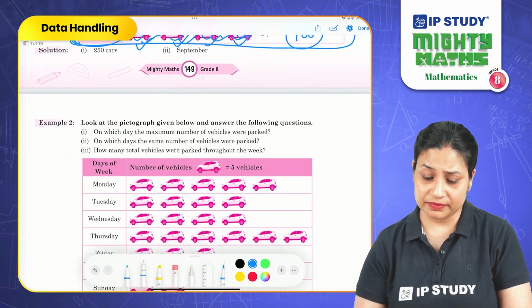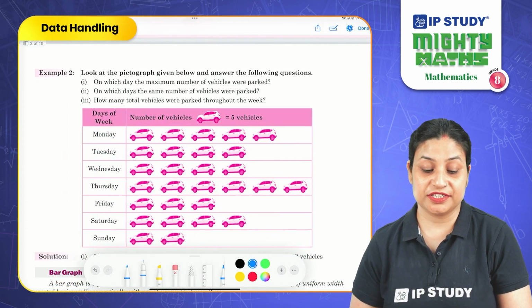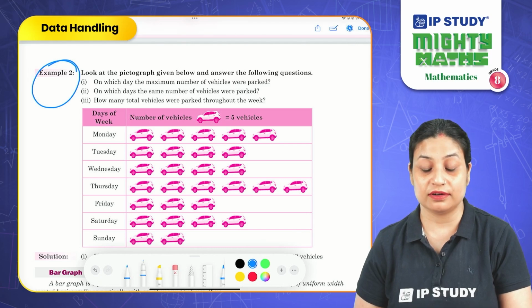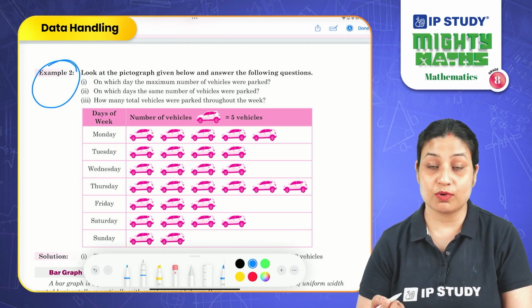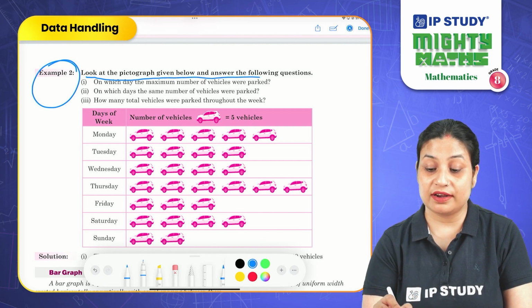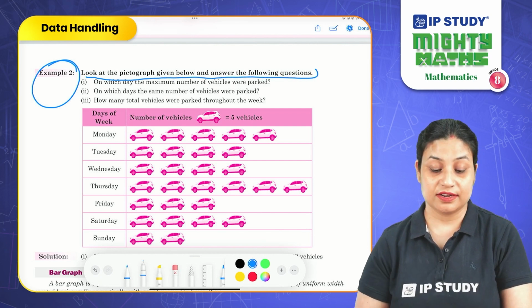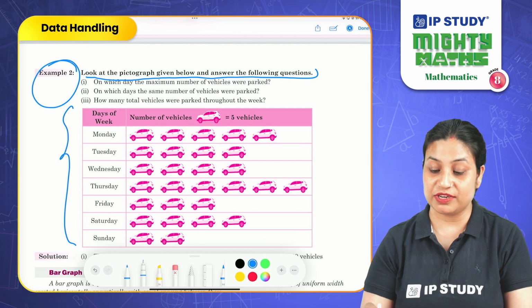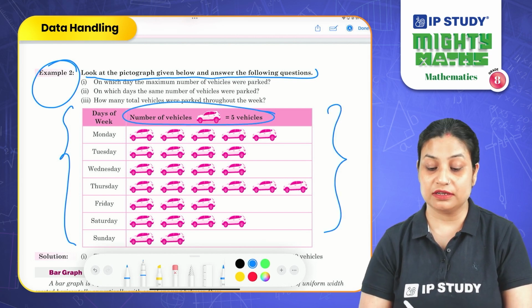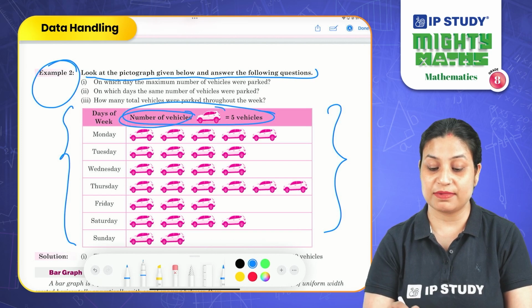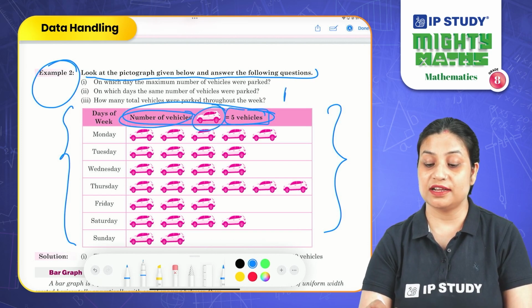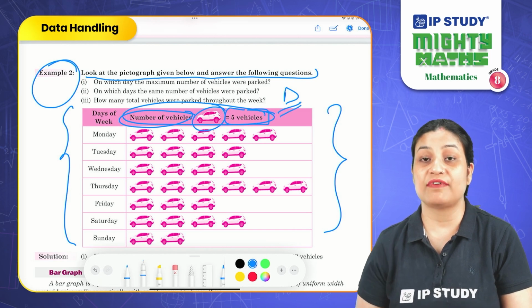Now, let's move on to the next question. Let's take another example, example number 2. Let's read it together and see what it is saying. Look at the pictograph given below and answer the following questions. Again, we have a pictograph with a symbol and a key. Here the number of vehicles is represented by a single car, which equals 5 vehicles. A single car means a total of 5 vehicles.